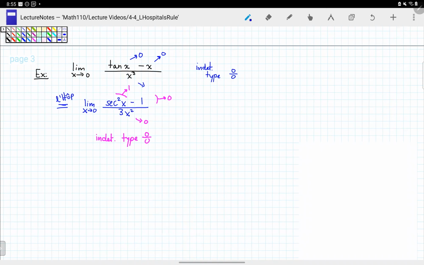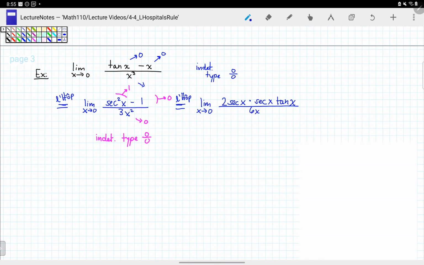So I'm going to say, again, it's equal under L'Hopital's rule to the limit as x goes to 0 of, we have to now differentiate this again. So the derivative of secant squared of x, we need to use the chain rule. So that's 2 times secant x times the derivative of secant x. The derivative of secant x is secant x times tangent of x, divided by the derivative of 3x squared, which is 6x.